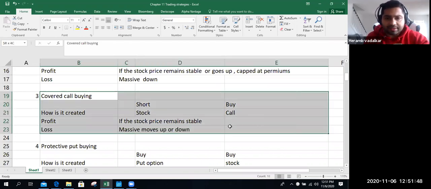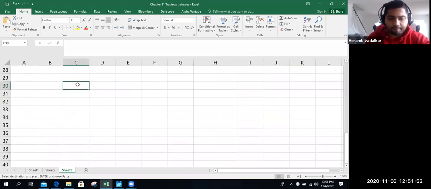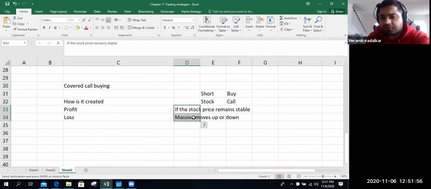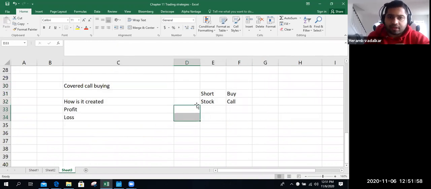So I'll copy this, then we'll discuss it on Tesla again. So what do you do in covered call buying? We'll create this later on. In covered call buying, you short the stock. So you go short on the stock and you buy a call option.